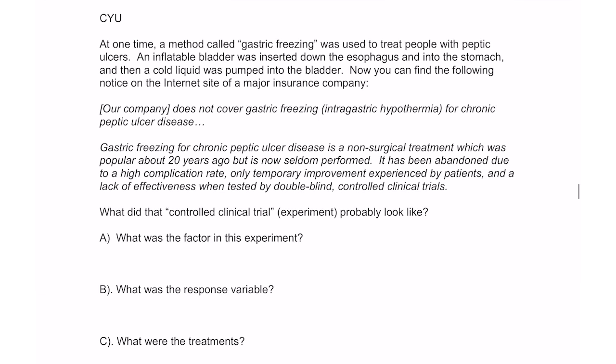Our company does not cover gastric freezing for chronic peptic ulcer disease. Gastric freezing for chronic peptic ulcer disease is a non-surgical treatment which was popular about 20 years ago but is now seldom performed. It has been abandoned due to a high complication rate, only temporary improvement experienced by patients, and a lack of effectiveness when tested by double-blind controlled clinical trials. What did that controlled clinical trial experiment probably look like?